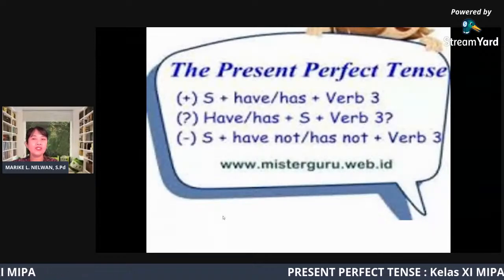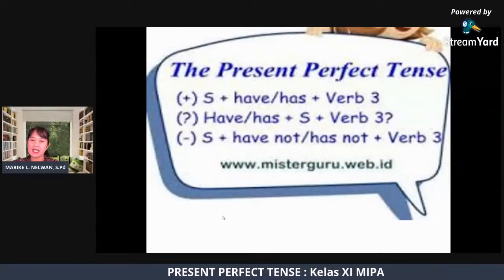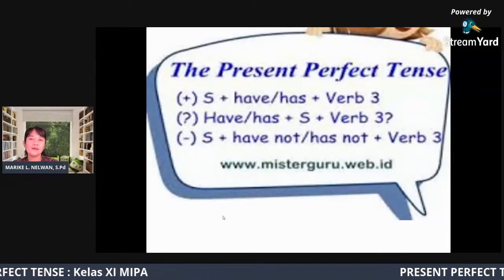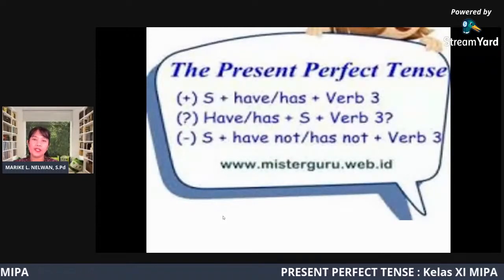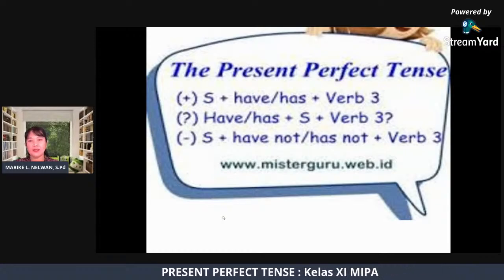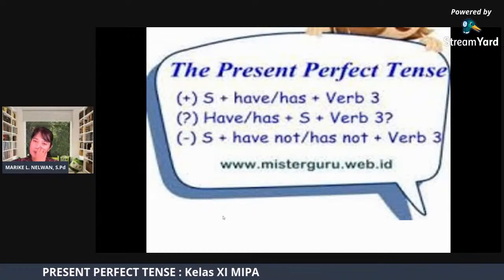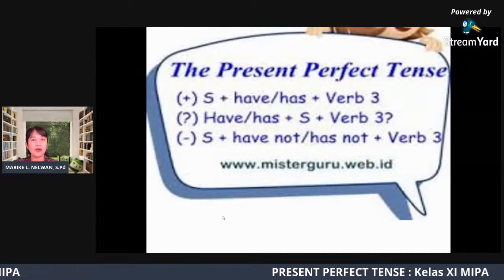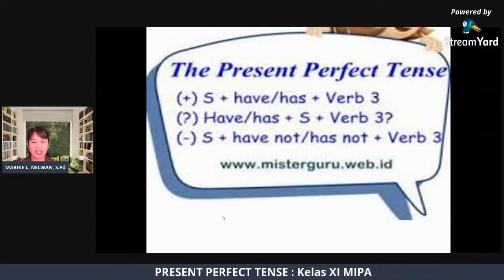Jadi tergantung dari subjeknya apa. Kalau subjeknya itu I, you, we, they, and then diikuti oleh have. Kalau subjeknya she, he, dan it, maka diikuti oleh has baru verb 3.